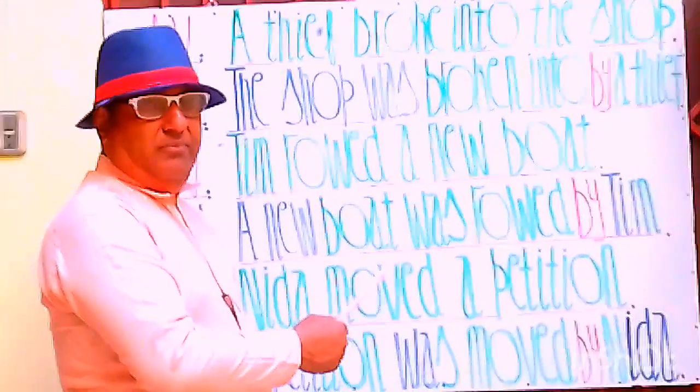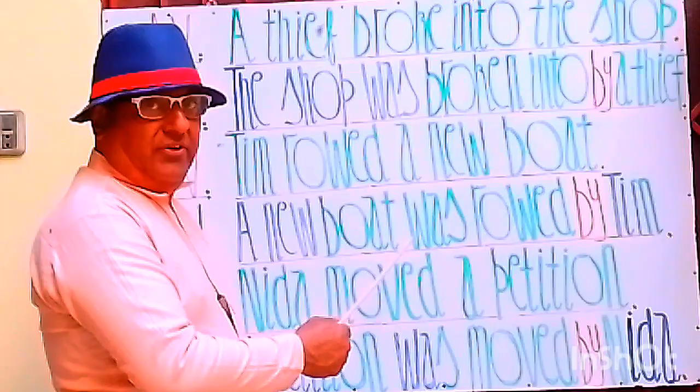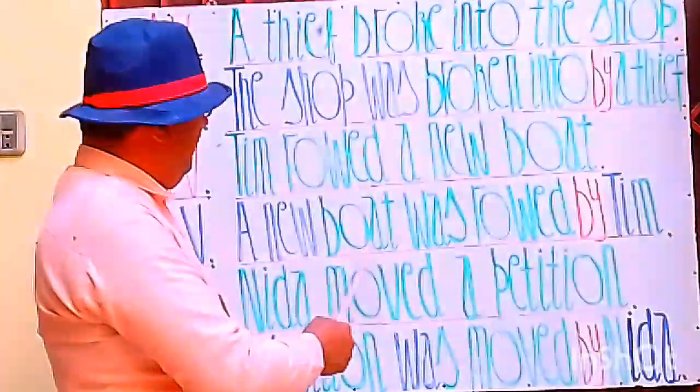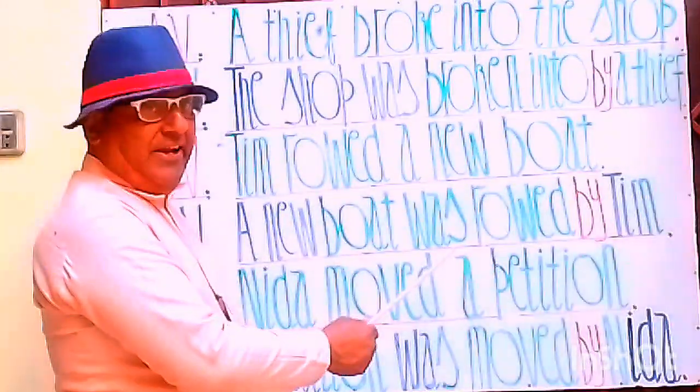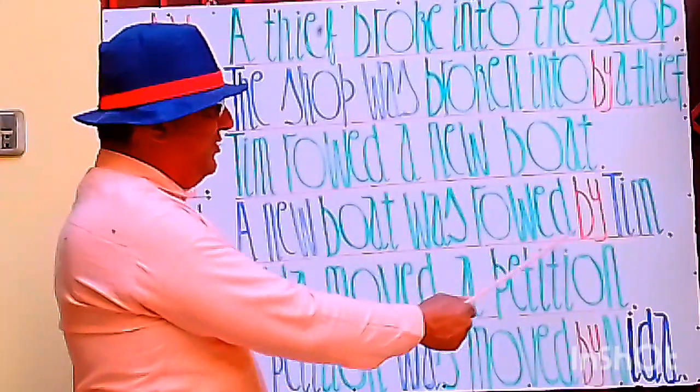Was is a helping verb. It is added in passive statements in past tense after the subject. If the subject is singular, we will add was. So here we add was. A new book was written by Tim.